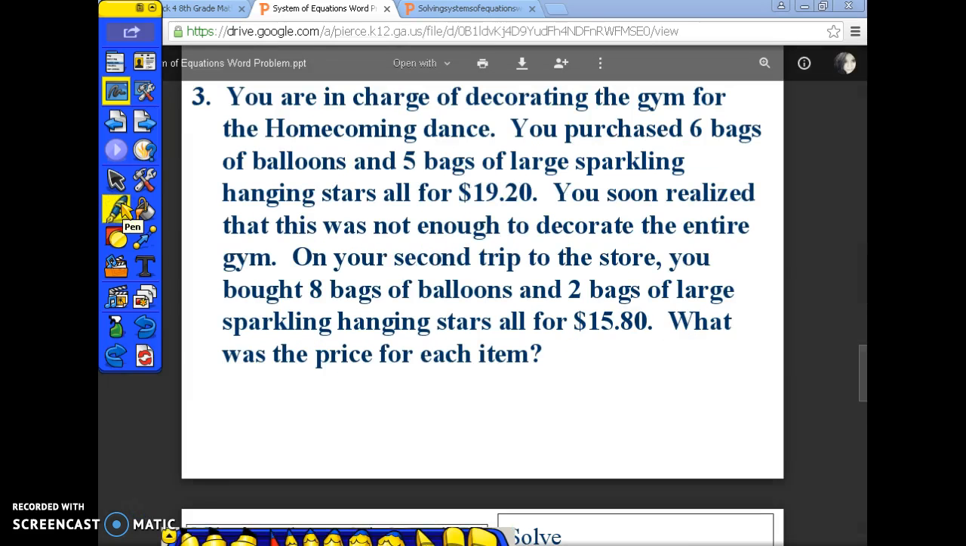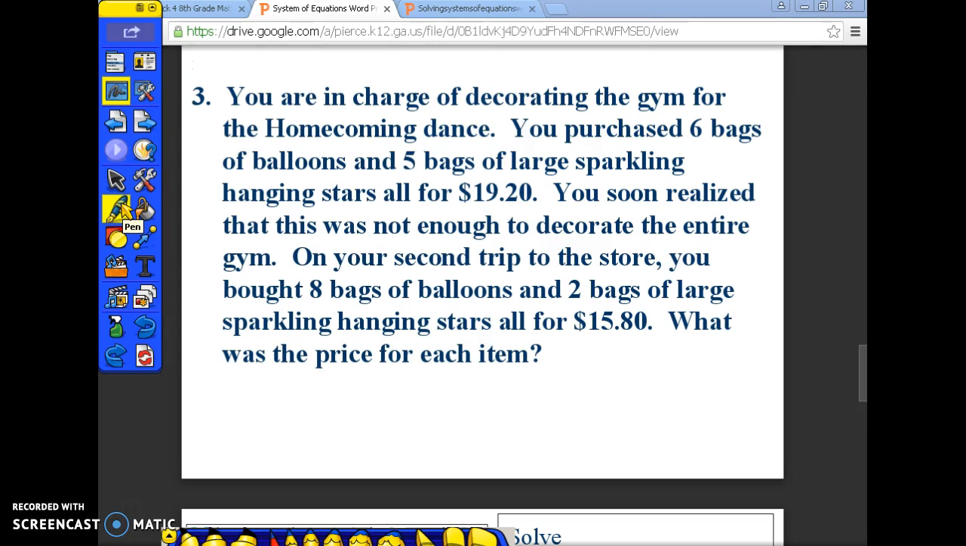You were in charge of decorating the gym for the homecoming dance. You purchased 6 bags of balloons and 5 bags of large sparkling hanging stars, all for $19.20. You soon realized that this was not enough to decorate the entire gym. On your second trip to the store, you bought 8 bags of balloons and 2 bags of large sparkling hanging stars, all for $15.80. What was the price of each item?